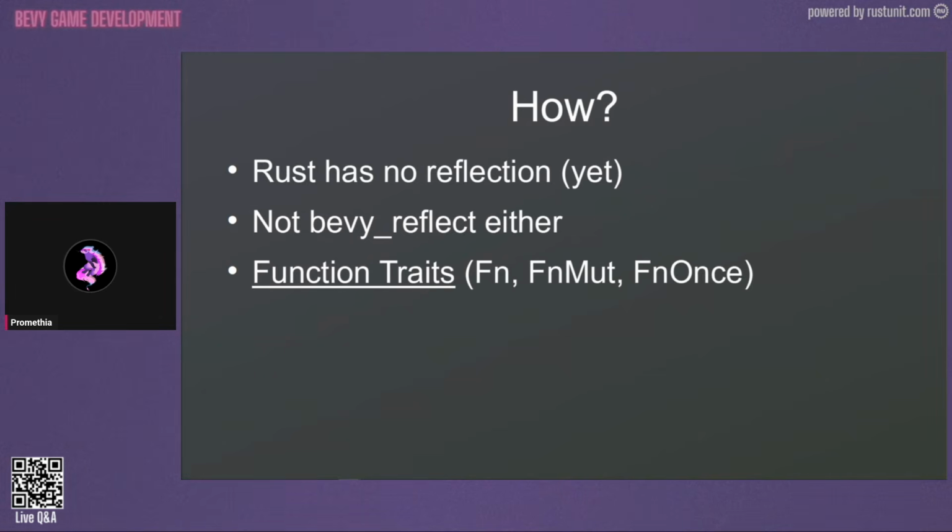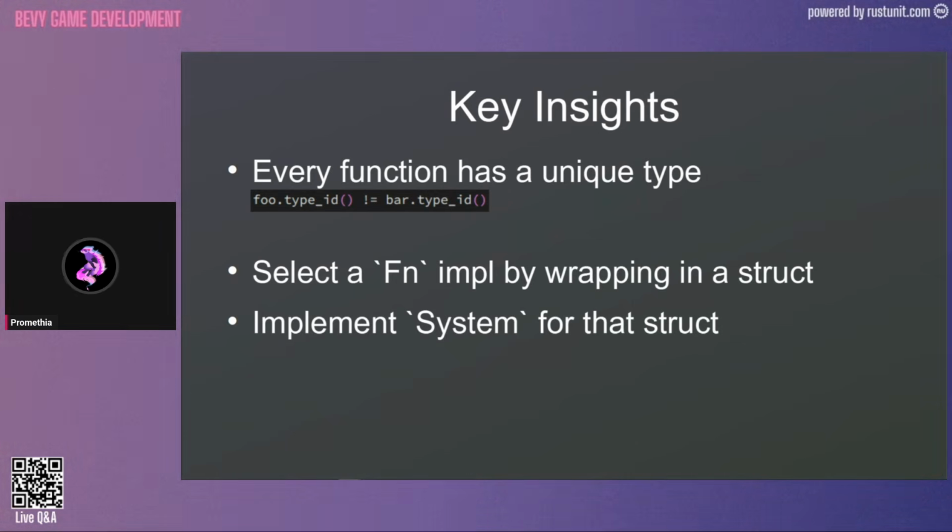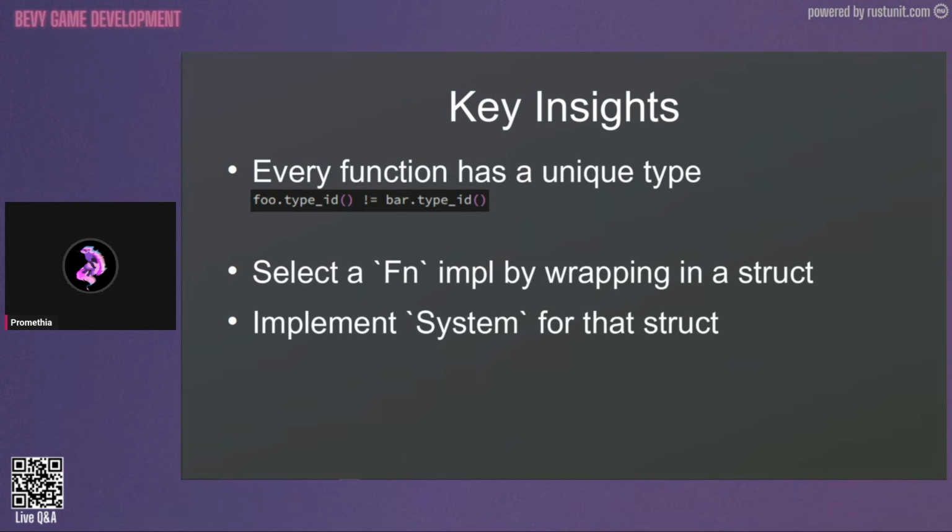Rust's type system is the key, specifically the function traits Fn, FnMut, and FnOnce. The key insight is that every function or closure gets a unique type generated for it. So you can see here, if you were to define two functions, foo and bar, it doesn't matter what parameters they take or return, if you get their type IDs and compare them, they will be different, and you can do that.